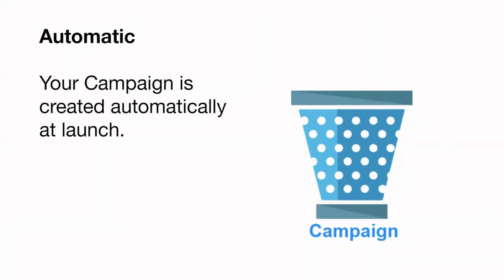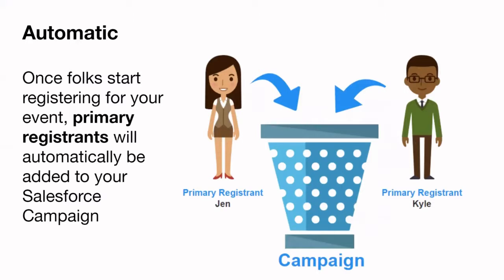Whenever any event is launched in Cvent, a corresponding campaign is created in Salesforce. And a campaign in Salesforce simply serves as a bucket or a bin. Now that this bucket exists, you can start putting people in it, and that happens automatically. Not only was a campaign created automatically, when the primary registrant starts registering for the event, they will also automatically be added to that campaign.